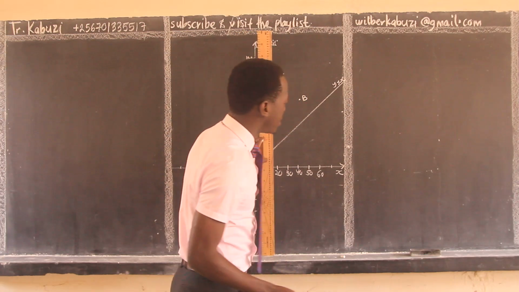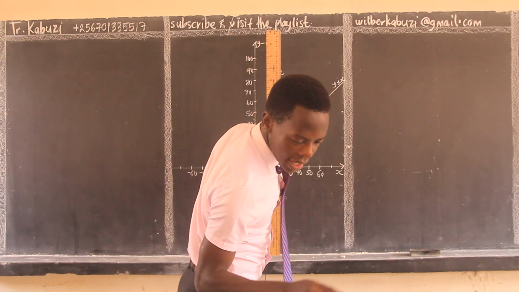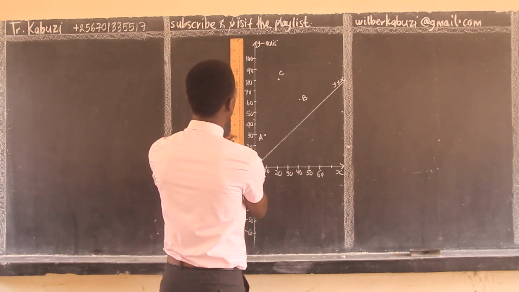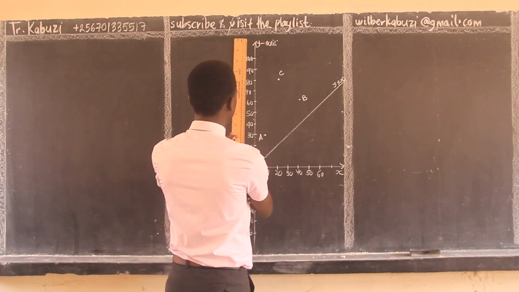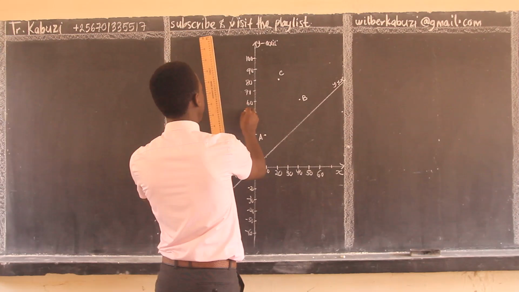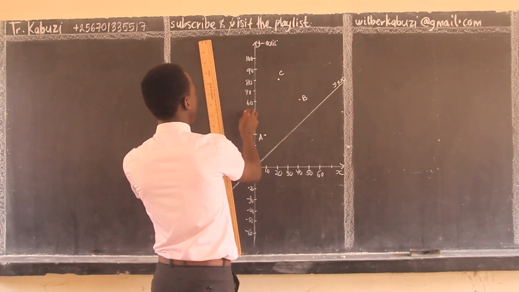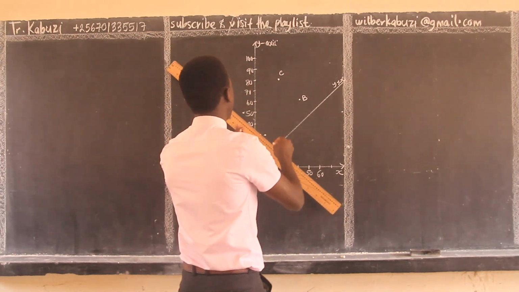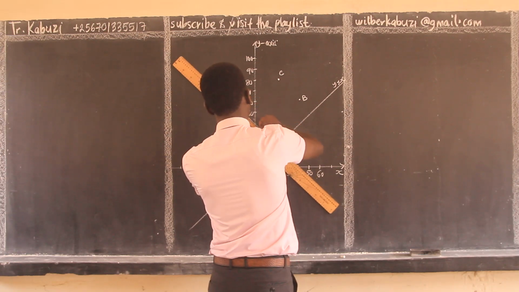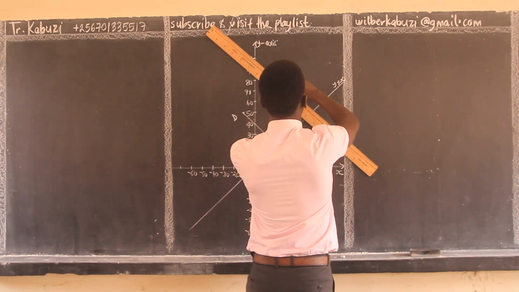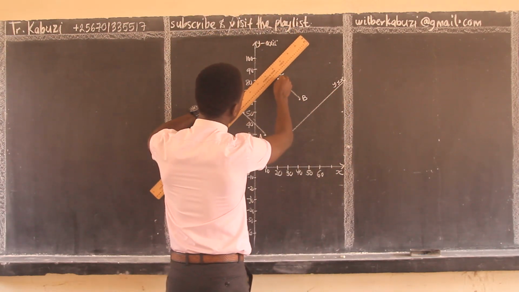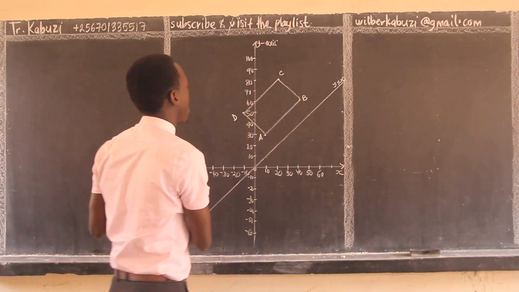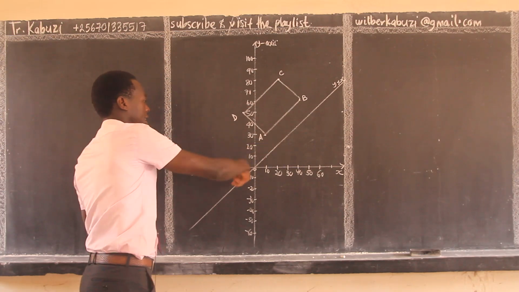Then the last one is negative 10, 50. Negative 10, which is here. Then 50, which is around here. Negative 10, 50. So this is my D. This is my object now. Then after, we join the coordinates to see the shape we have. So that's the shape I have. Now, we want to reflect this through this.